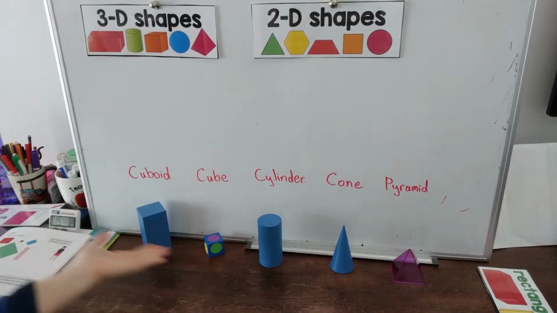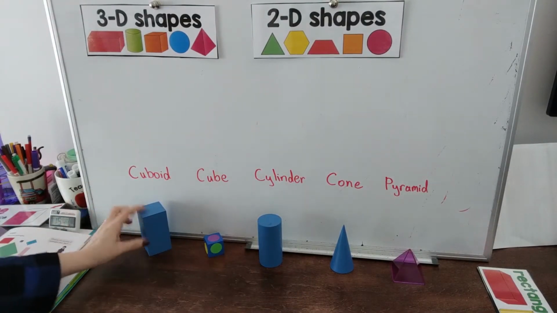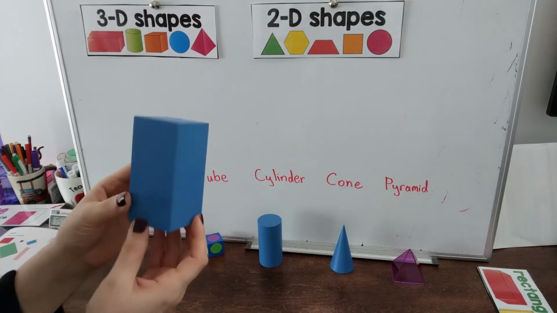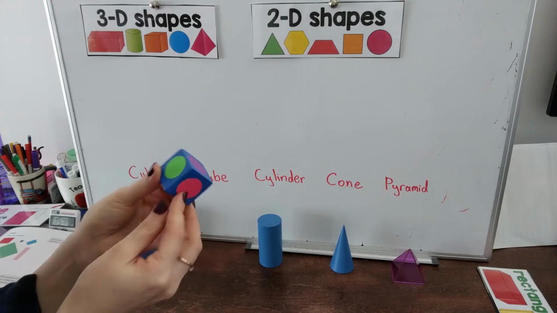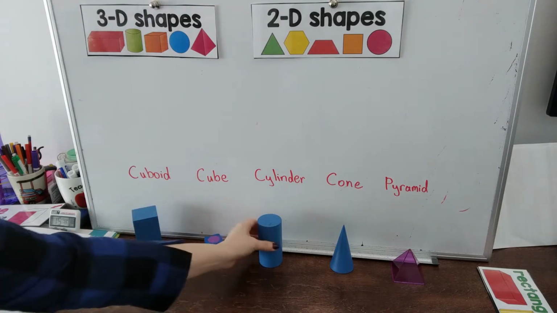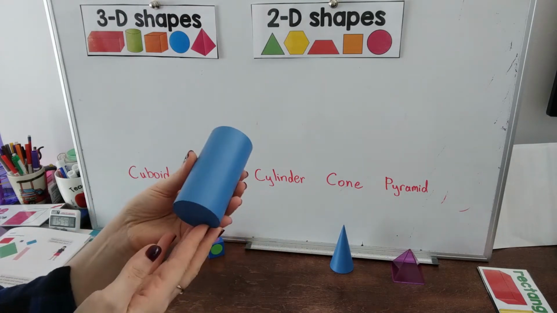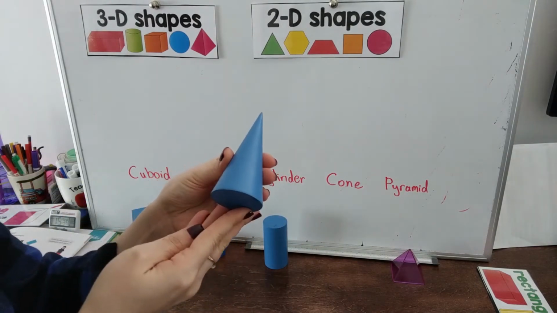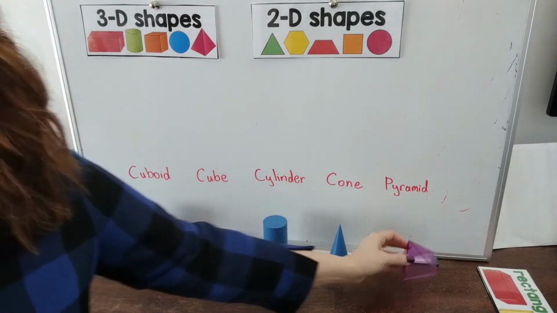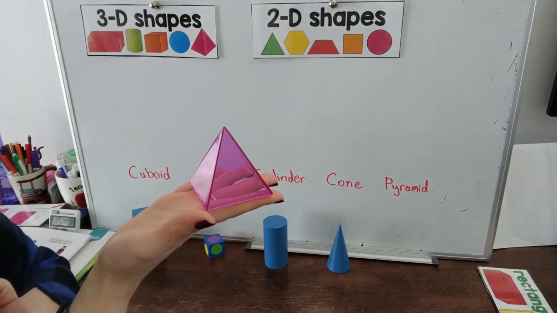Okay, so here we have three-dimensional shapes. This is a cuboid. This is a cube. Here we have a cylinder, a cone, and last shape we're going to look at, we have a pyramid.